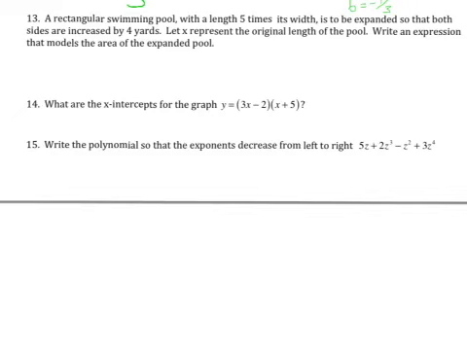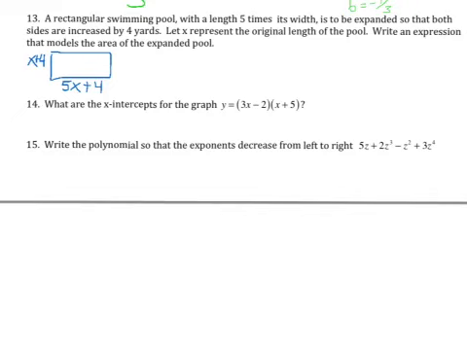For number 13, we have a rectangular swimming pool with a length that is 5 times its width. So let's draw a picture of that. So here's our rectangular swimming pool. The length is 5 times the width, so if the width is x, the length must be 5x. Then it says it's going to be expanded on both sides by 4 yards. So that means we need to add 4 yards to both sides.